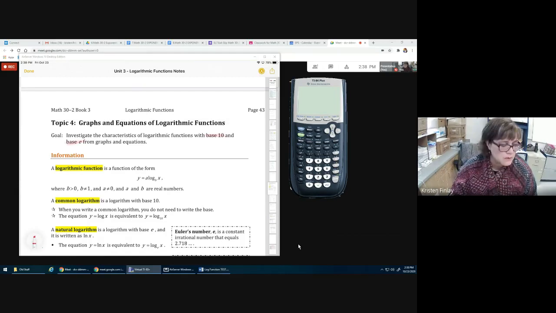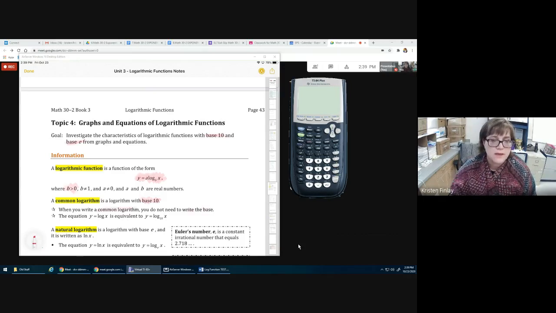We're going to do a little exploring. A logarithmic function is a function of the form y equals a log base b of x, where b is greater than 0 and not equal to 1, a is not equal to 0, and a and b are real numbers. A common logarithm is a logarithm with base 10. And when you have the log button on your calculator, this is what it is calculating. When you write a common logarithm, you don't need to write the base.